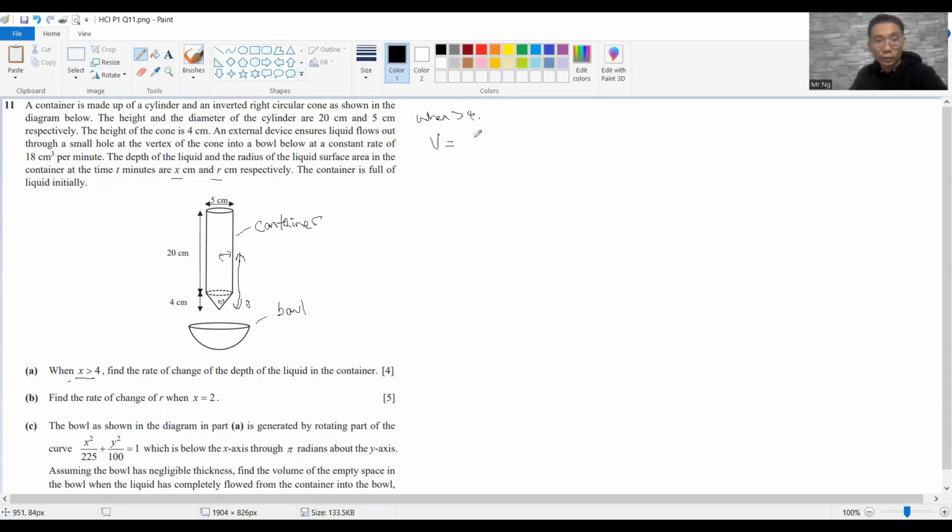So when x is more than 4, the volume of the container equals pi r squared times height. I'm doing the cylinder first. The height is this amount, x, so x minus 4, plus 1/3 pi. The radius here is 2.5 squared, because the radius is like this, 4 when x is more than 4. After that the height is 4.